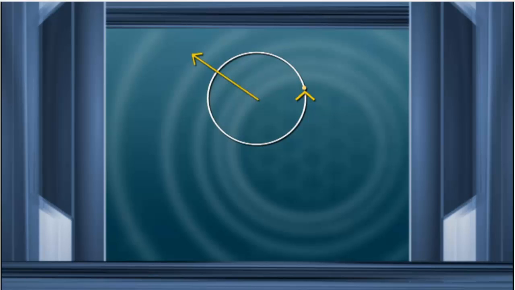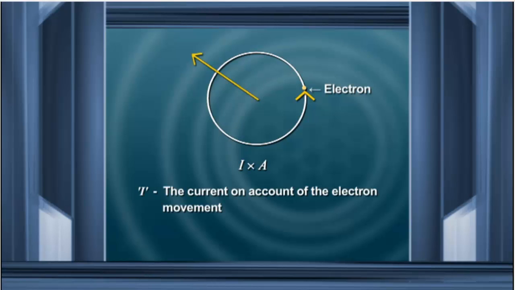Its value is given by I into A, where I is the current on account of the electron movement and A is the area of the loop that it makes. Here the loop would be identified by the orbit. Therefore, in a bulk matter, you have a large number of electrons and a large number of atoms to deal with. Therefore, all these magnetic moments are going to be added vectorially, and as such you can describe magnetization for it as the net dipole moment per unit volume.